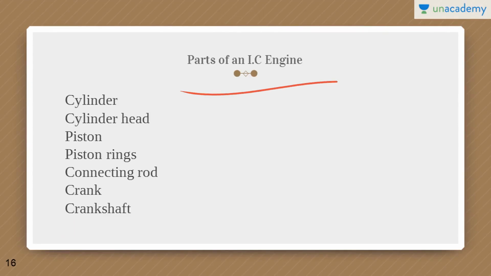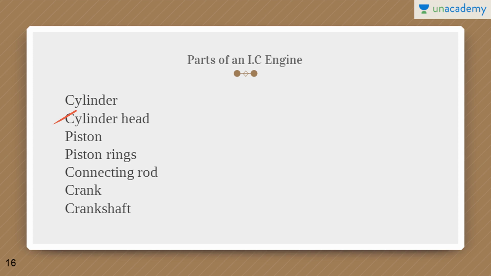Let's move on to the parts of the IC engine. So let's start with the first one, the cylinder. The cylinder, as the name indicates, is a cylindrical shaped component in which the combustion of fuel takes place. The cylinder is usually made from grey cast iron or steel alloys in order to withstand high pressure and temperature generated inside the cylinder due to the combustion of fuel.